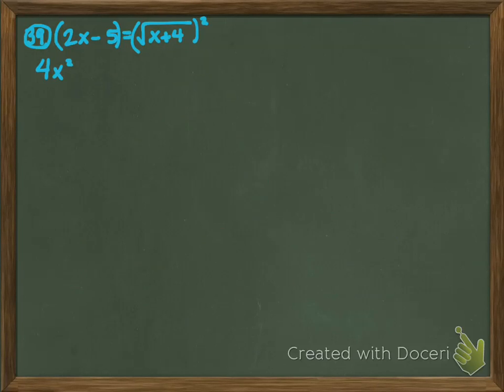So 4x squared, what? Minus what? Minus 20, very good. Minus 20x plus 25 equals x plus 4. Okay, and then I need all my terms on one side. The x squared term is going to stay the same because there's only one of them. I'm going to subtract the x off and get minus 21x. Subtract the 4, plus 21 equals 0. Yes?